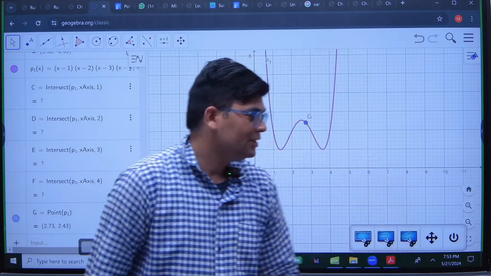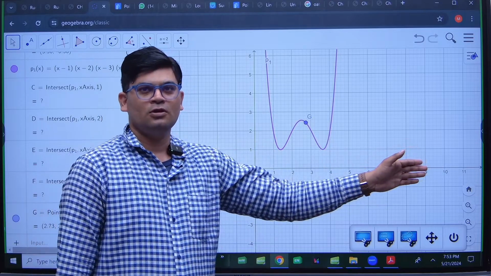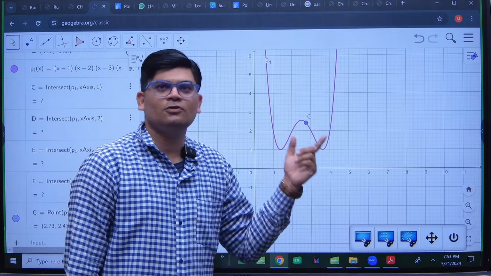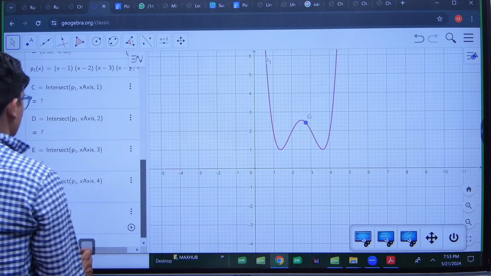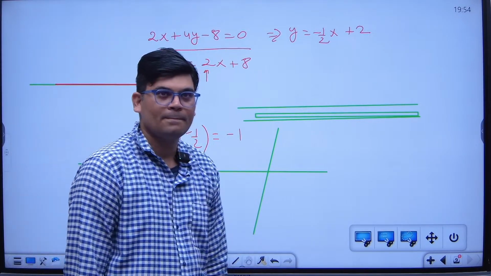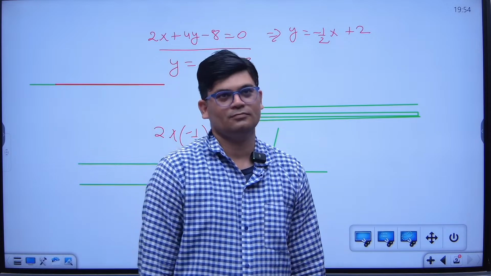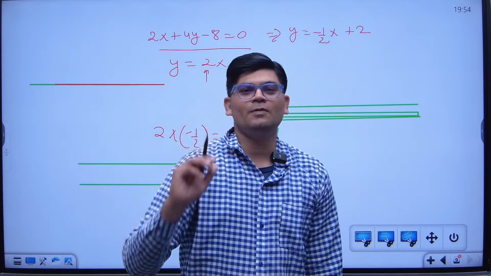Zeros means the value of the graph, if you see on the x-axis, is going to be 0. So these values are known as zeros of the graph, which is the second thing I am going to now tell you from the straight line. It doesn't necessarily have to touch the x-axis, but if it does, the maximum is the degree of the polynomial.